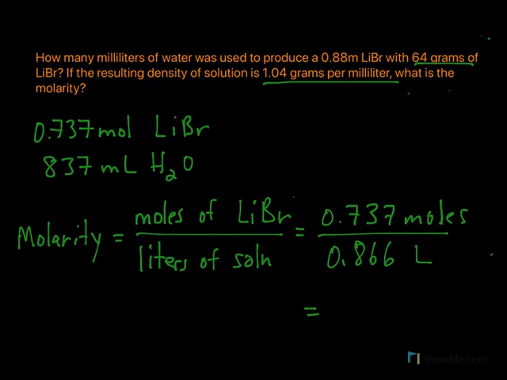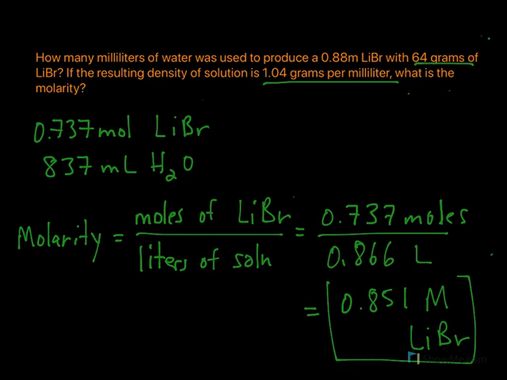So now we have 0.737 moles of lithium bromide divided by 0.866 liters of solution, and that gives our molarity as 0.851 molar lithium bromide. So this is the answer to the second part.